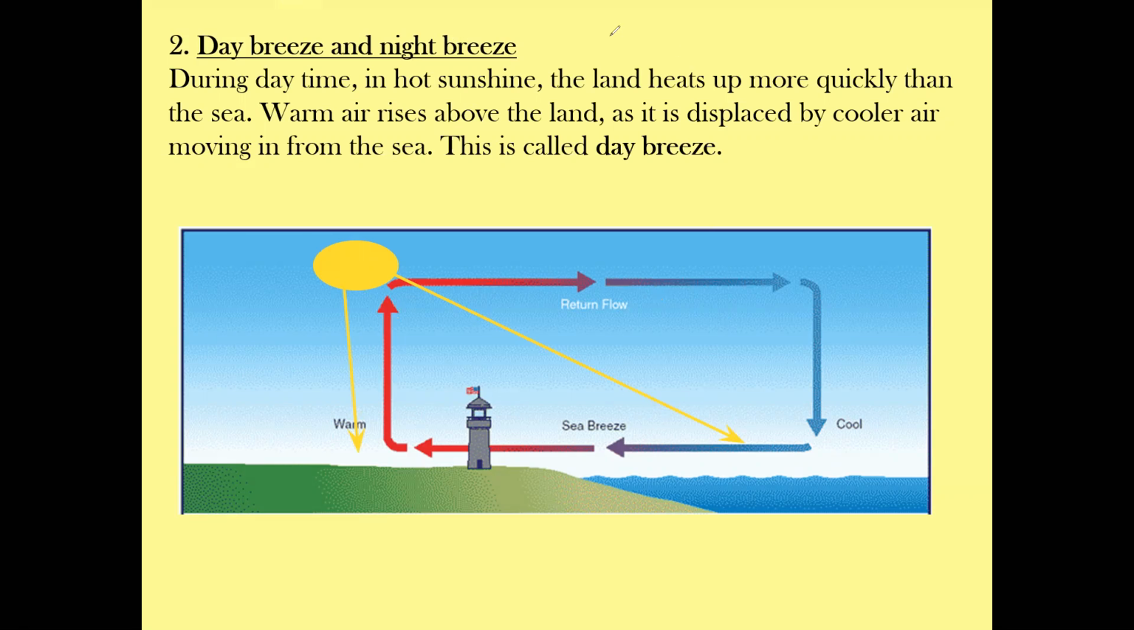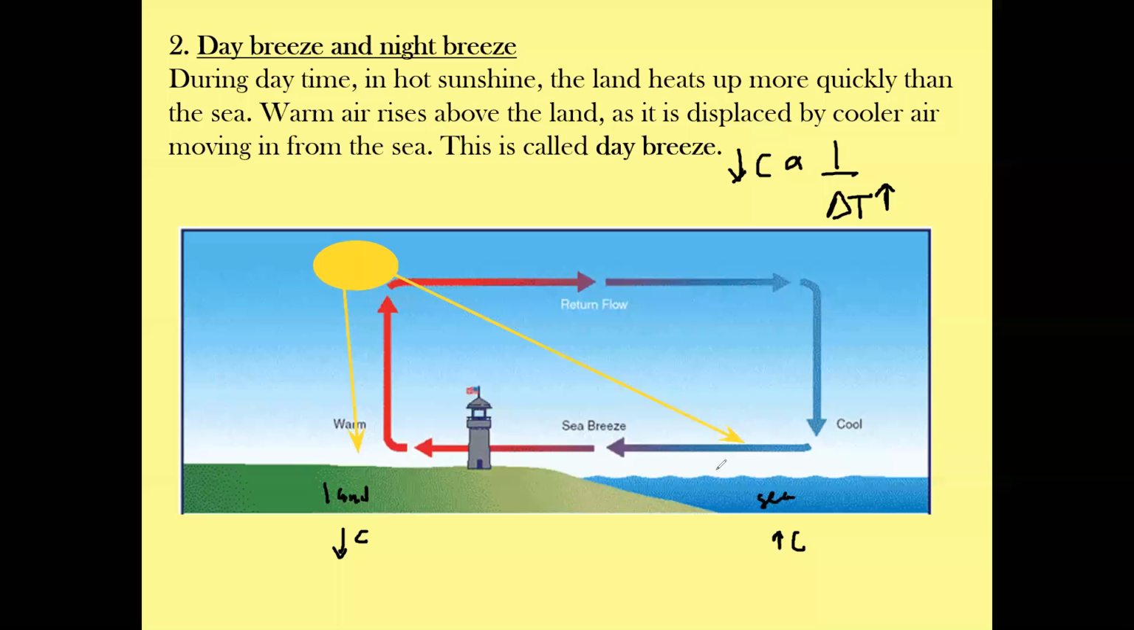But what happened? The specific heat capacity and temperature change are inversely proportional. If an object has a smaller specific heat capacity, then it will show a greater change in temperature. So when we compare the specific heat capacity of the land and the specific heat capacity of the sea, which is water here, the specific heat capacity of the sea is higher and the specific heat capacity of the land is smaller.